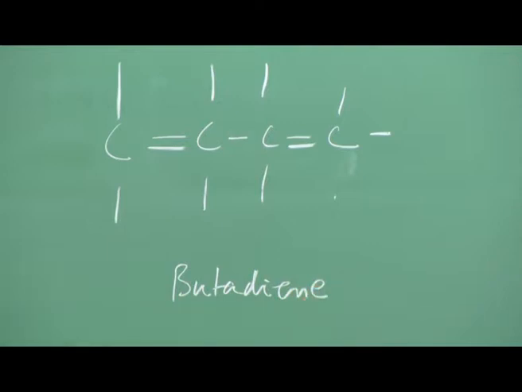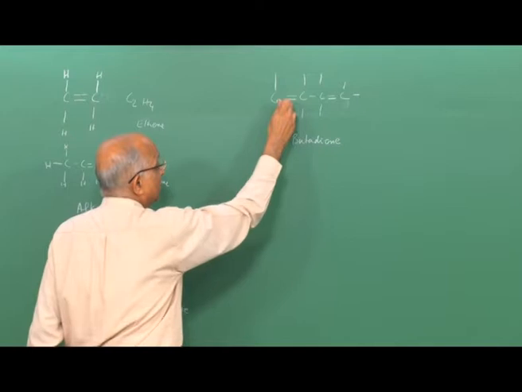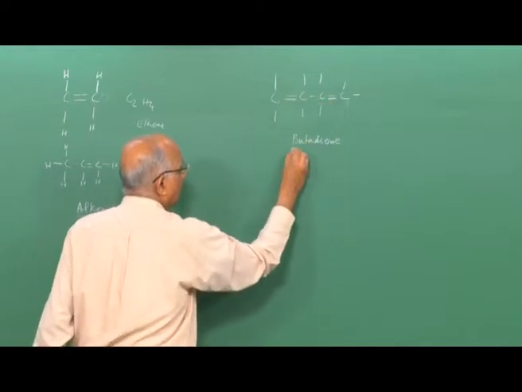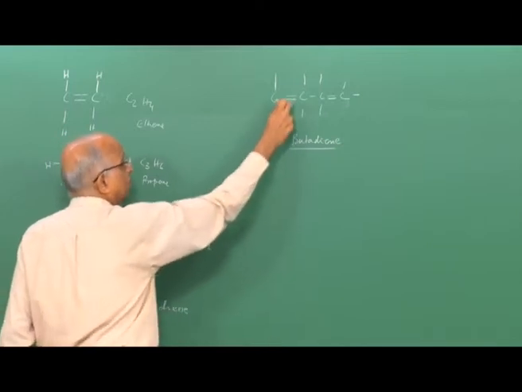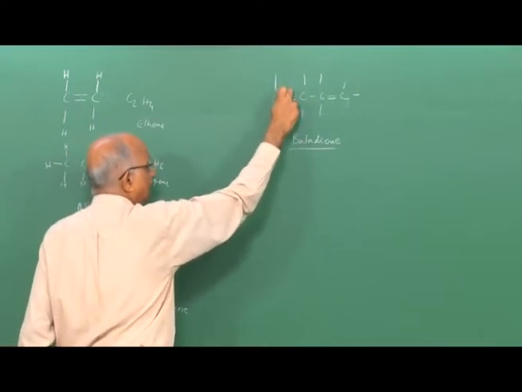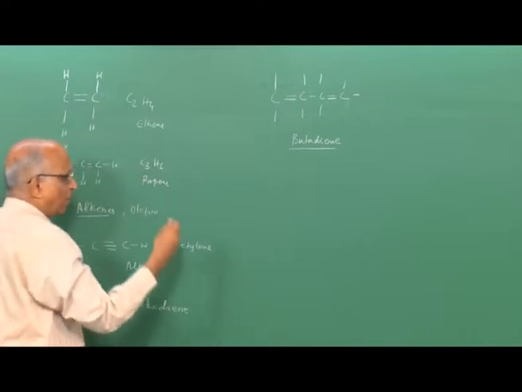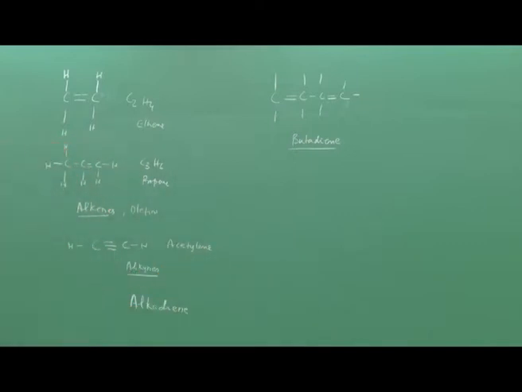It is an alkadiene. That means a substance having two double bonds is what we call a butadiene, and a typical example of an alkadiene is, let's say, butadiene. It could be pentadiene, and so on and so forth.